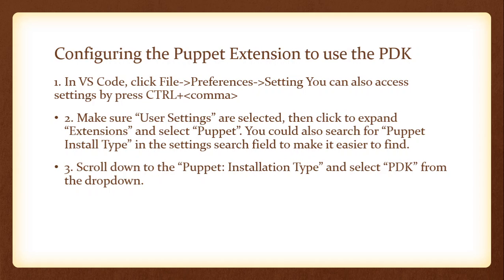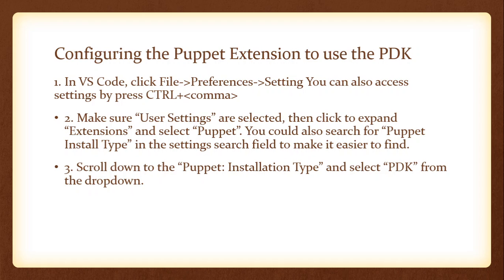Configuring the Puppet extension to use the PDK. Now once again, we're going to have to go in and edit some settings. So we can go the long way. In VS Code, we click File, Preferences, Settings. You can also access this by just simply pressing Control and a comma. Make sure User Settings are selected, and then click to expand Extensions and select Puppet. You can also search for Puppet install type in the settings search field to make it easier to find. Scroll down to Puppet installation type and select PDK from the drop-down.